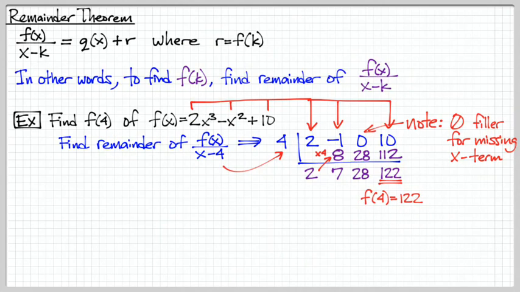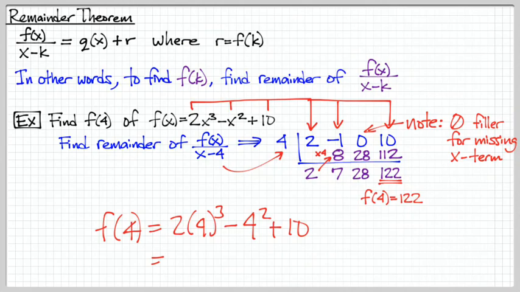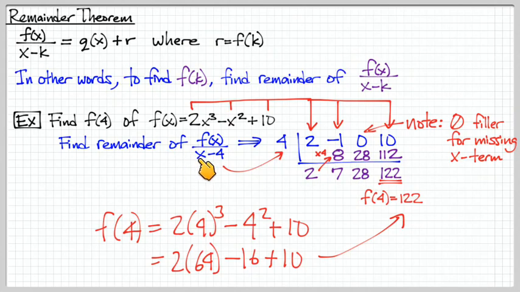And I could just double check if I wanted to on the side. F of 4 is equal to 2 times 4 to the third minus 4 squared plus 10, which is equal to 2 times 64 minus 16 plus 10. And yes, indeed, that is equal to the same thing. So you see, this is bringing out the idea that there are two ways of evaluating f of 4. This is the new way where you can do this division and check the remainder. That remainder is f of 4.